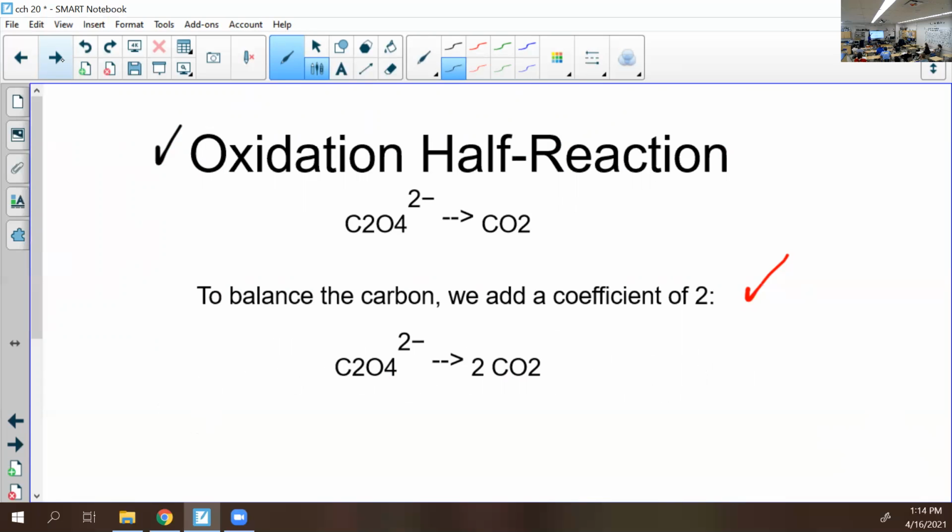Oxidation half reaction. So we took C2O4 2 minus. That's its charge. And then we first balance it. We balance the atoms that are not hydrogen or oxygen. So since you had 2 carbons, we had to double that. Easy enough. So we put a 2 in front of CO2. That's your first step: balance anything besides H and O.